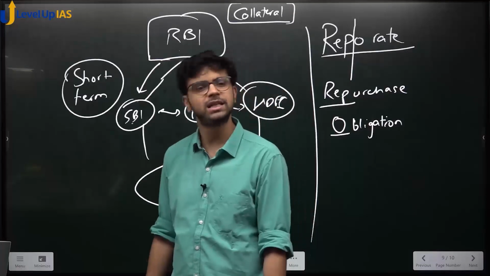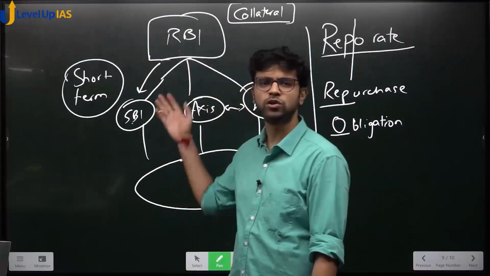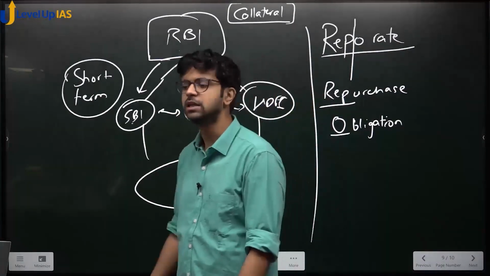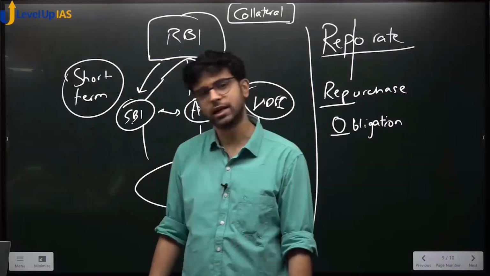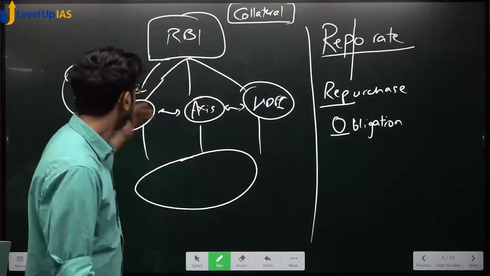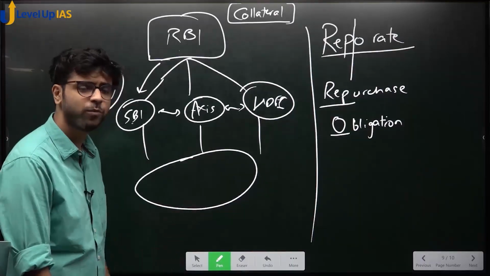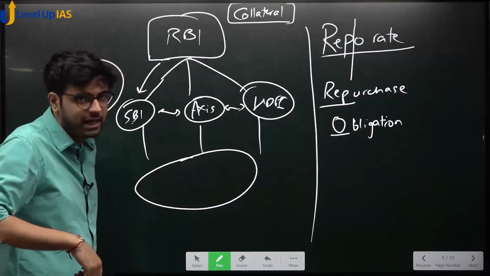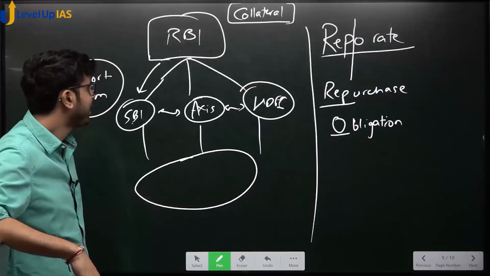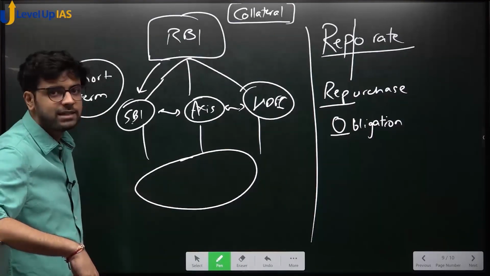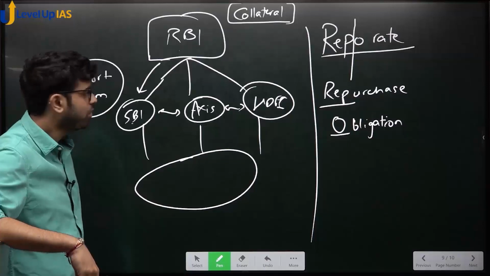So if repo rate is, let's say, 3%, then anyone who borrows money from RBI has to pay interest at 3%. Is collateral required? Yes or no? Collateral is required. Very good. How the agreement is signed, I am going to tell you. Who is taking money from whom? SBI is taking money from RBI. Who has kept collateral with whom? SBI has kept collateral with RBI.